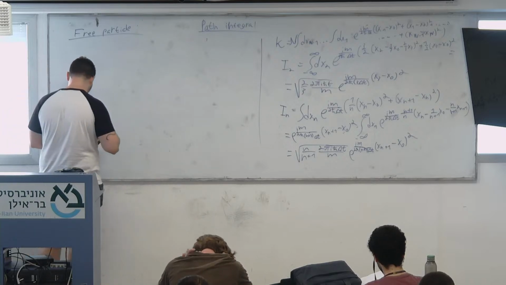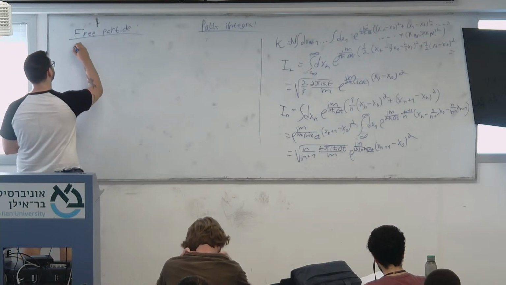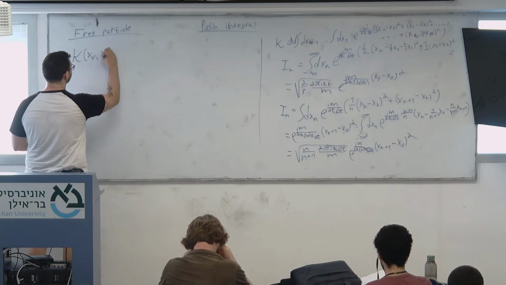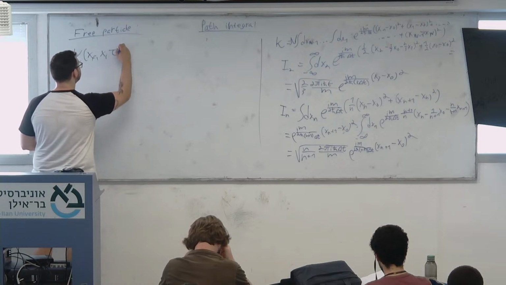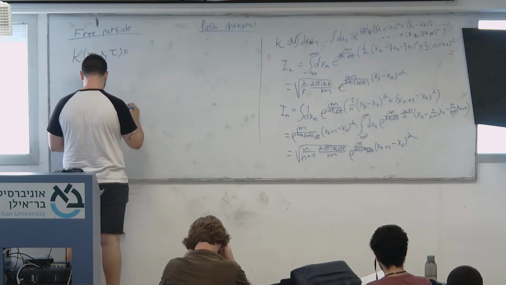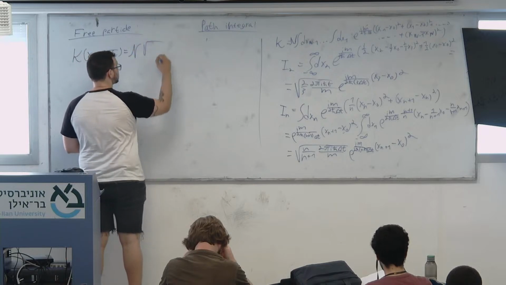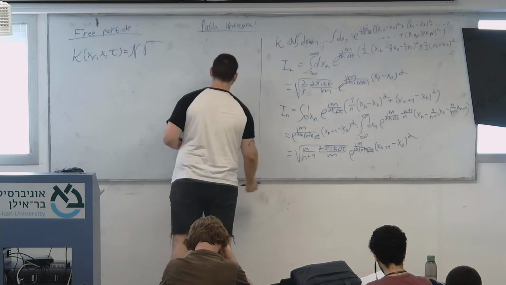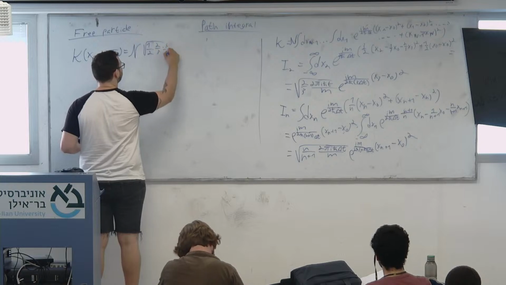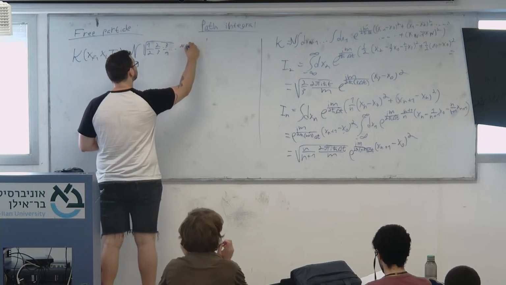Okay, so overall, we know that kappa of xf, xi is equal to, first of all, the normalization factor, then all these square roots multiplied together, so 1 over 2 times 2 over 3 times 3 over 4, and so on up to n minus 1 divided by n.